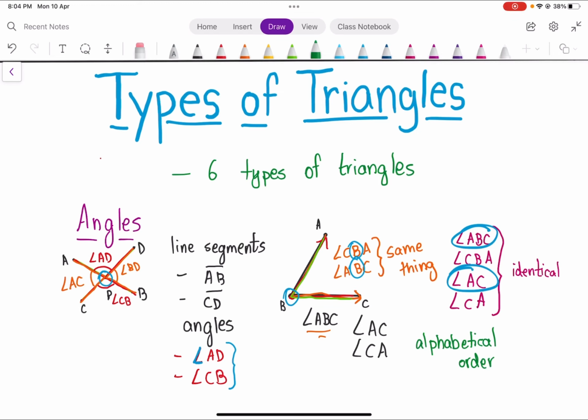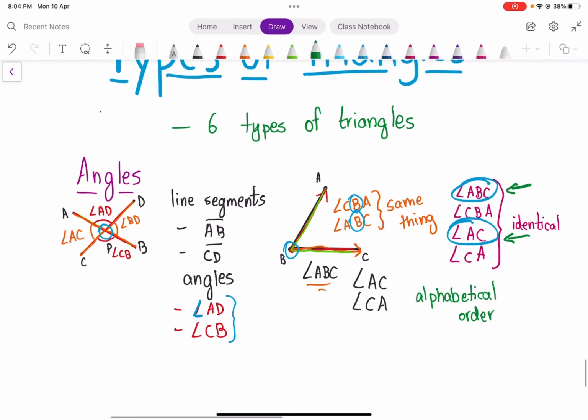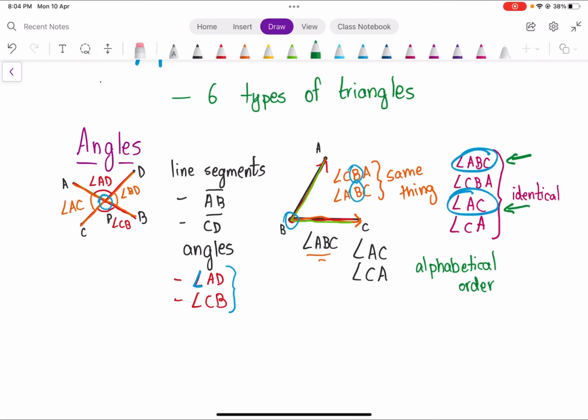So over here, most mathematicians would use ABC or AC. So let's finish our list over here. The angles formed in this figure are angle AD, angle CB, angle BD, because we like to put it in alphabetical order, and lastly, angle AC. So these are our four angles which we have found.